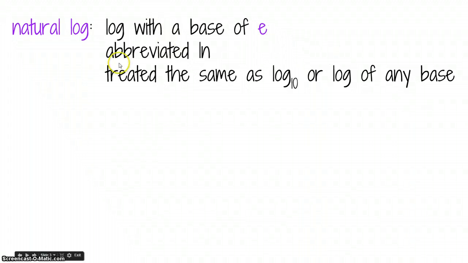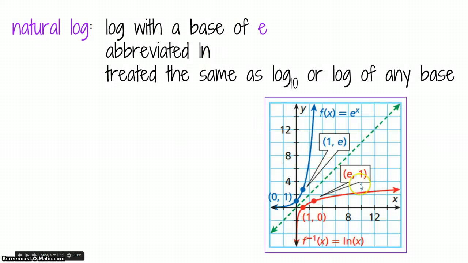Well, the natural log, abbreviated LN, and that's a button on your calculator, you could look for it right now, means that we're looking at the log with base E. Log base E is our natural log. Right? And it's still the inverse of e to the x. E to the x has an inverse of the natural log of x.